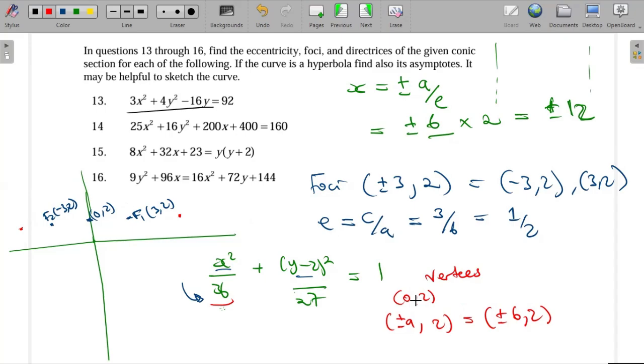Then you have your minor vertices, that is going to be in the y direction, this one. In this case, you have 0 there, and 2, you say plus minus B. So that's going to be 0, and then 2 plus minus your B, square root of 27. And you know that root of 27 does not have a perfect square, but you have 3 multiplied by 9 gives us 27. So in short, it's 3 root 3. You can simplify it like that.